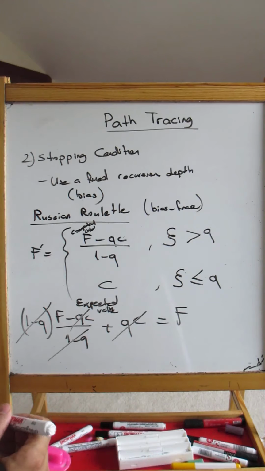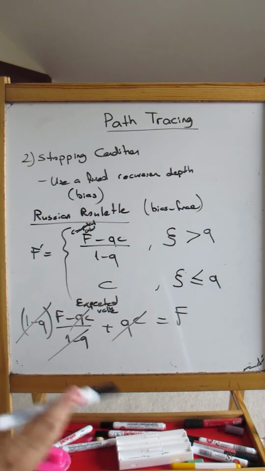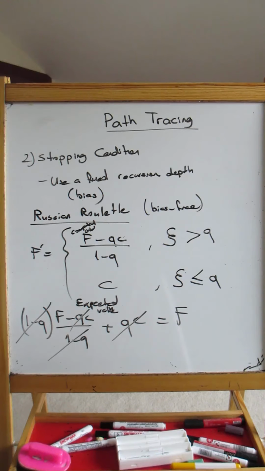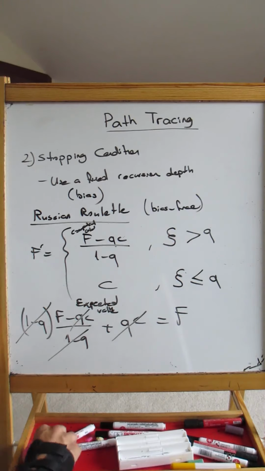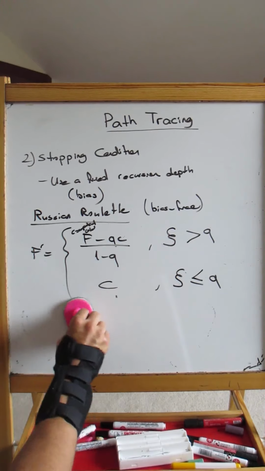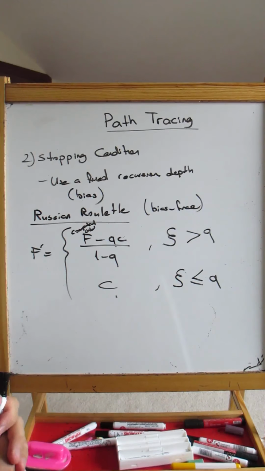Okay, so there is no bias, but it doesn't mean that there will be no noise, right? So in fact, images generated with Russian roulette, if you just use Russian roulette, may end up being noisier than the images generated with a fixed recursion depth. Okay, so now let's talk about this part here. So with probability of q, we terminate. Okay, now how do we define that probability? What is the probability of q?